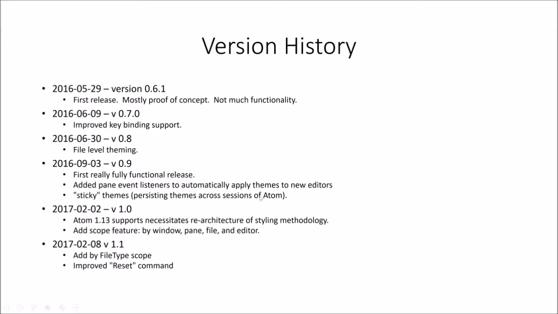So here's the release history. It's been available since about May of last year, although the first really functional version was version 0.0.9. And that was working fine up until very recently when Atom 1.13 came out and they removed the shadow DOM, which is something that I utilized a lot to do the theming. So I had to basically rework a lot of it, and I also added a lot of new functionality. So that's what the new versions 1.0 and 1.1 are about, which we're going to cover.